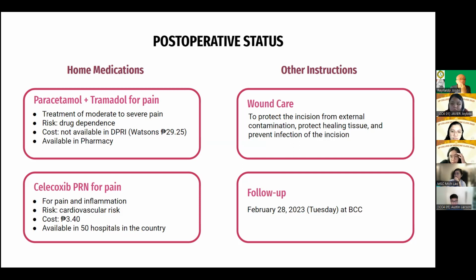per tablet po. She's also advised po celecoxib, PRN for pain and inflammation. So, though yun nga po, the risk factor for celecoxib is cardiovascular mostly. The cost naman po is around 3.4 pesos per tablet. Then available naman po siya, more or less available po siya in 50 hospitals in the country and sa mga pharmacies din po.